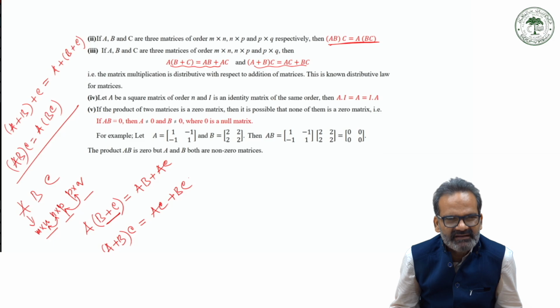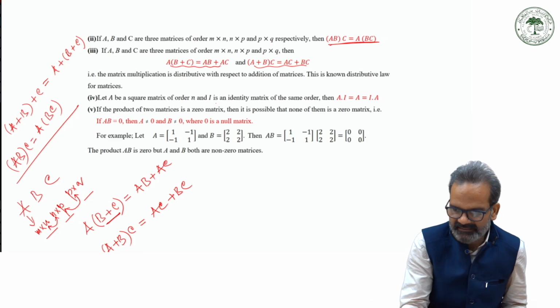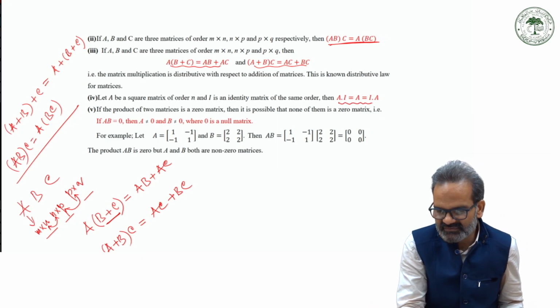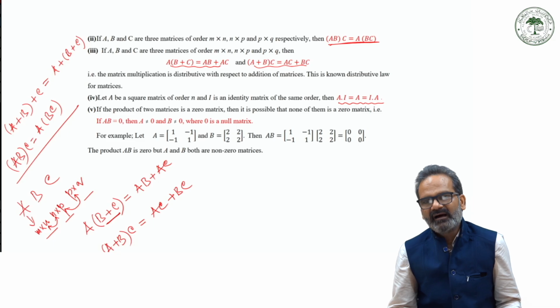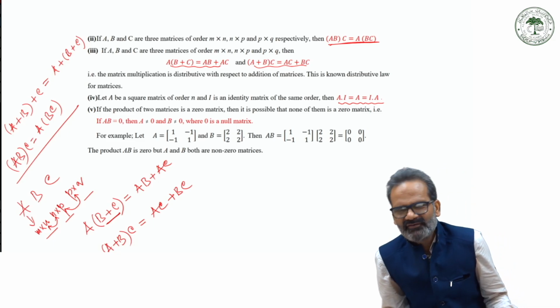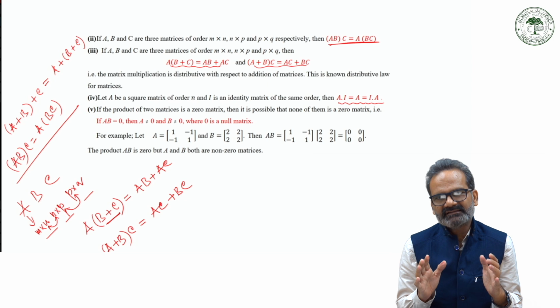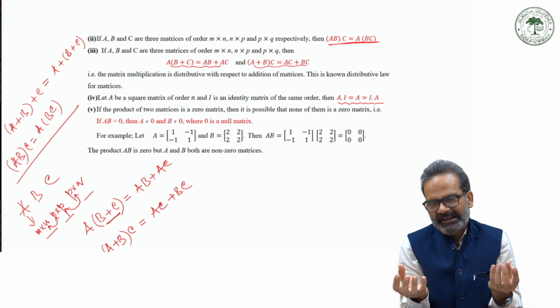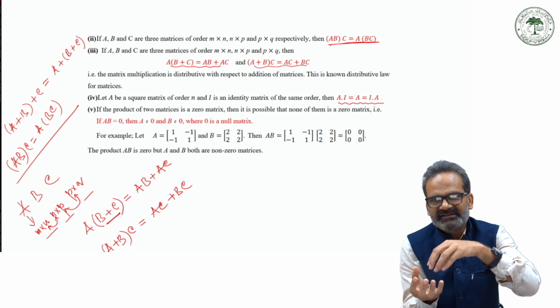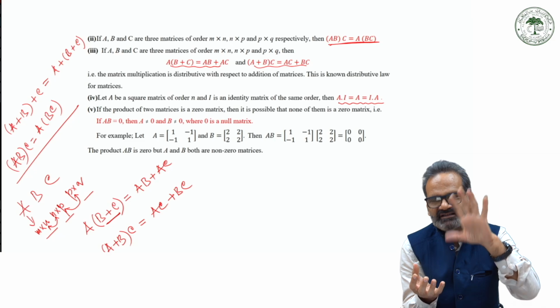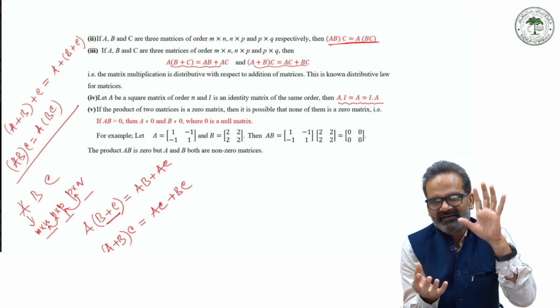The next property is: let A be a square matrix of order n and I an identity matrix of the same order, then A into I equals A, or I into A equals A. This is the property of an identity matrix. I have told you that an identity matrix is a matrix such that when any matrix is multiplied with it, the matrix remains the same. This is the property of the identity matrix.